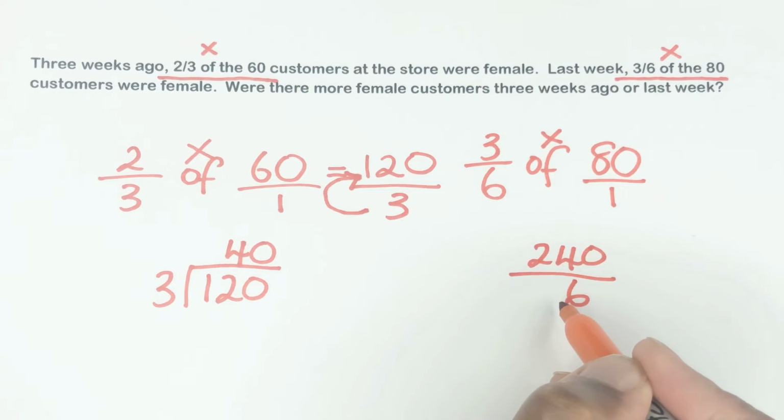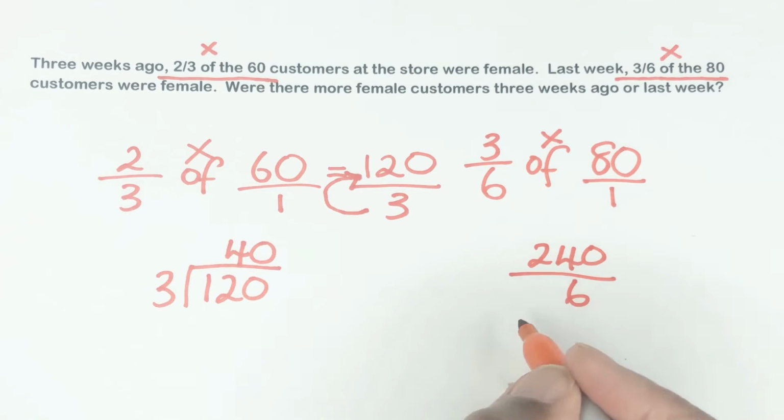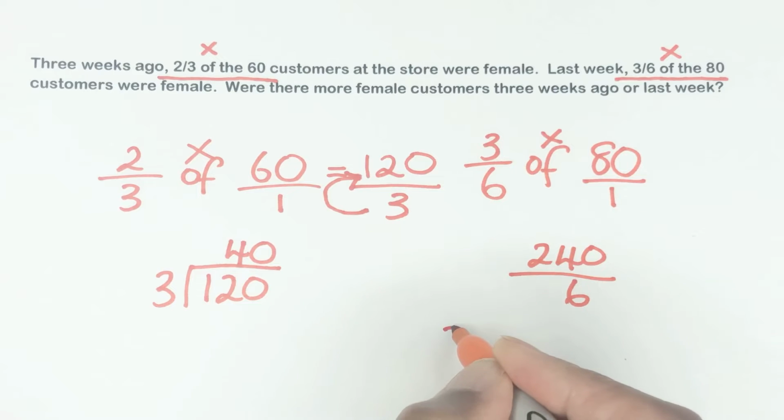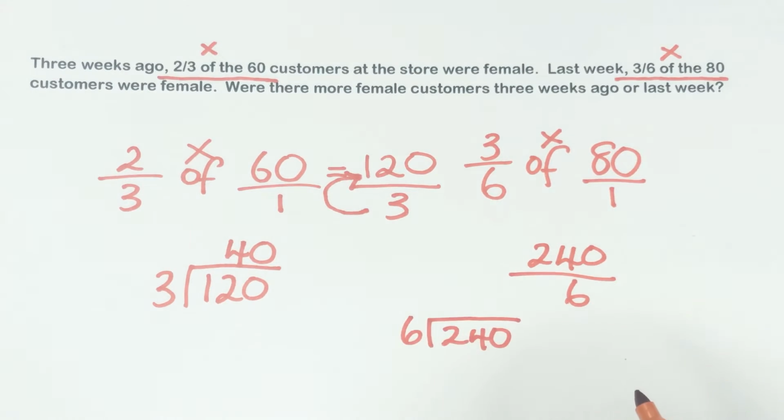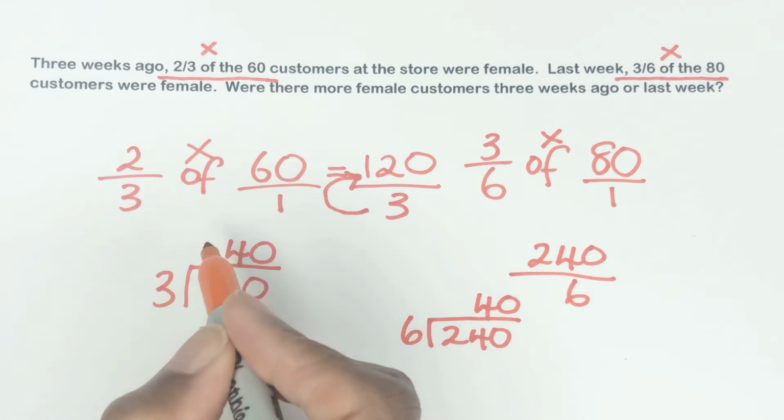So now we're going to have to do another division. So we have 240 divided by the 6, right? 6 into 24 goes 4 times. 6 into 0, right? So that gives us a 0 at the end. So it's also 40.